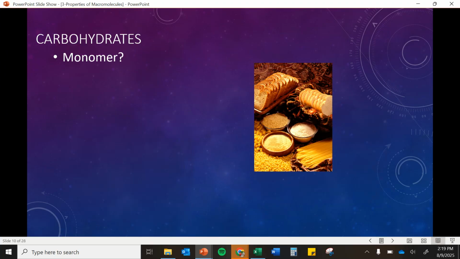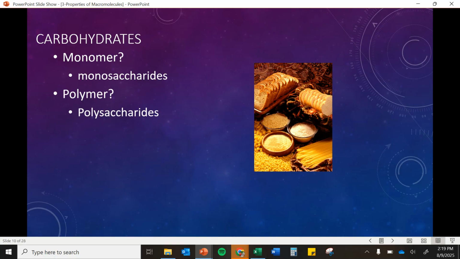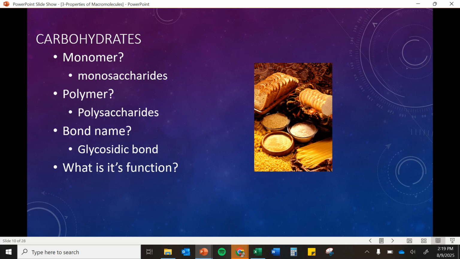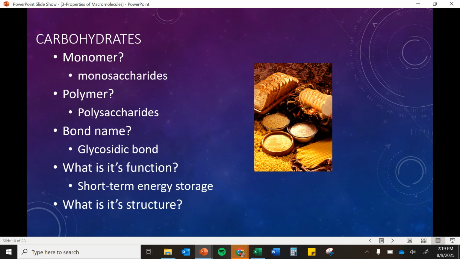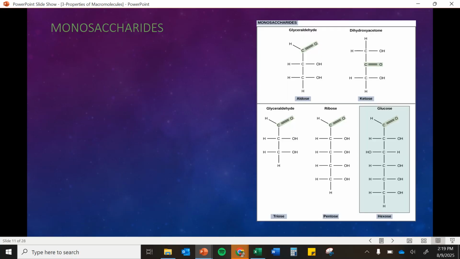Okay, so carbohydrates, we'll do a quick review. Remember, our monomer is monosaccharide. The polymer for carbohydrates is polysaccharide. The bond name is a glycosidic bond. The function is for short-term energy storage, and its structure is carbon, hydrogen, oxygen in a 1 to 2 to 1 ratio. Okay, so we're just going to go into some examples today.